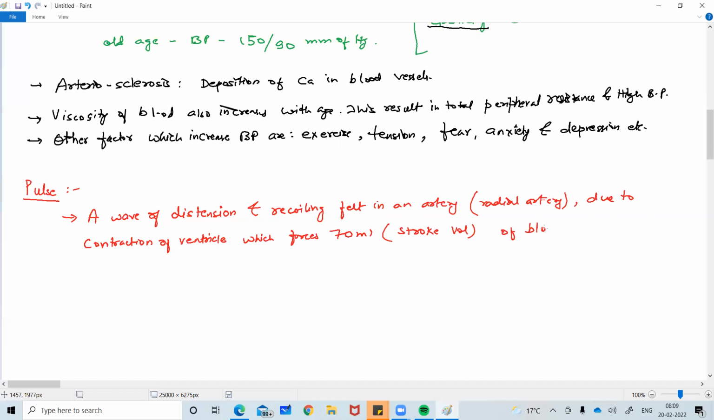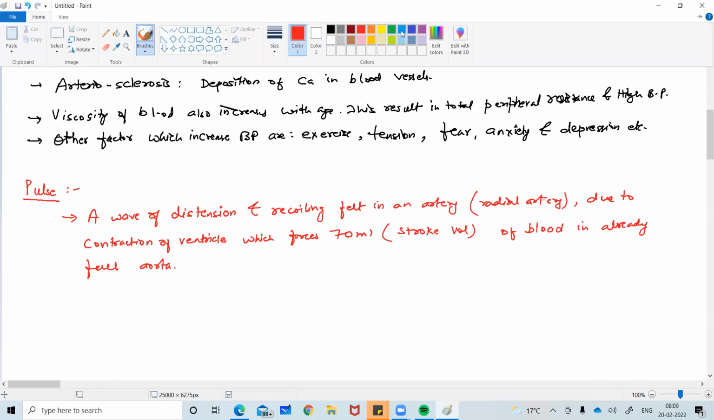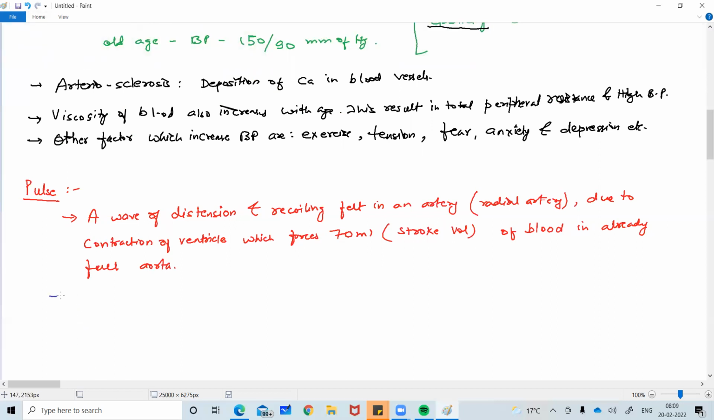70 ml of blood in an already full aorta. So that blood which is forcefully coming out, that force creates some kind of wave of distension in the blood vessels, and that is being measured and you get the pulse. And this radial artery is a very easy way from where you can get the exact pulse.